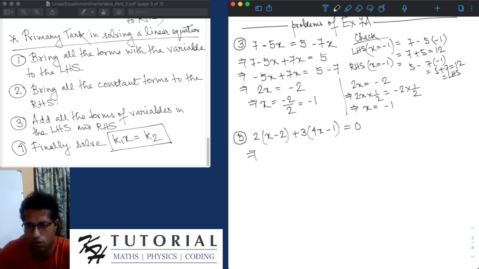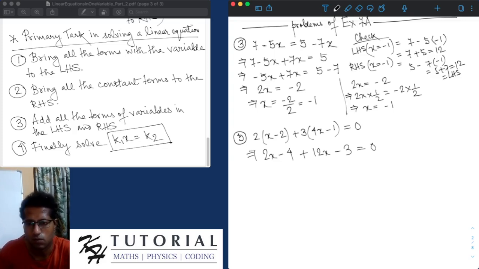We have already studied that this is a product of a monomial and a binomial. 2 is a monomial and x minus 2 is a binomial. So we know how to multiply a monomial and a binomial. This we studied in algebraic expressions, by using the distributive law of multiplication over subtraction. So this is nothing but 2x minus 4, and the second one becomes 12x minus 3 equals 0.